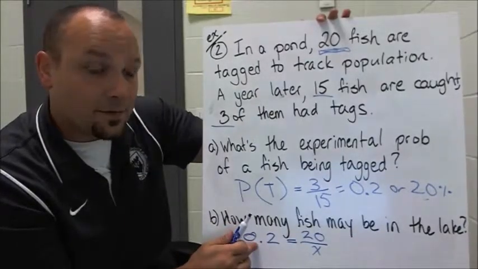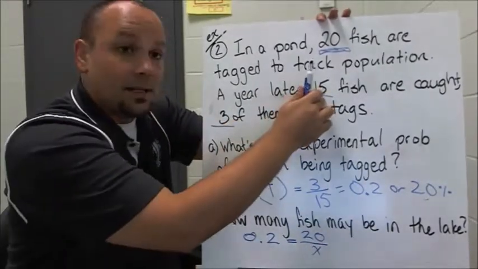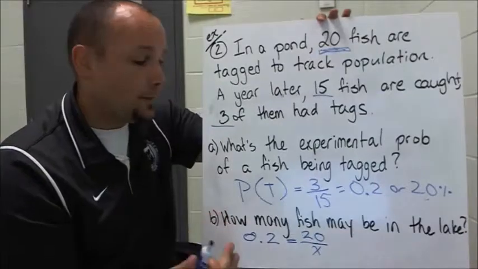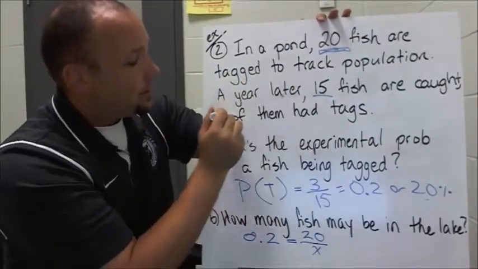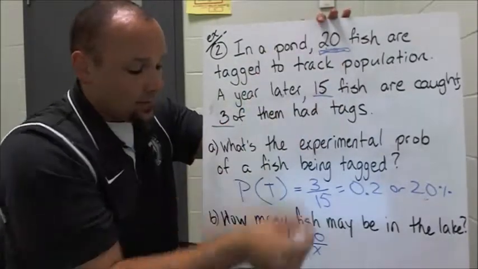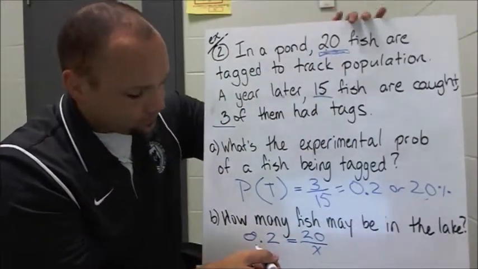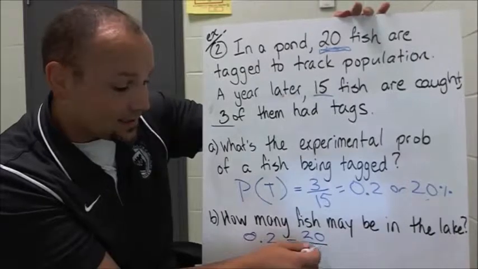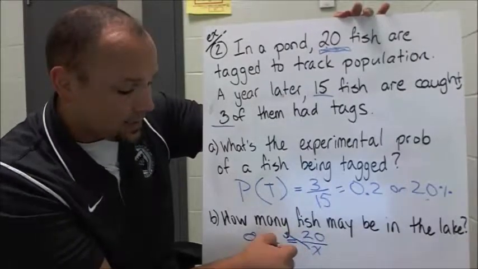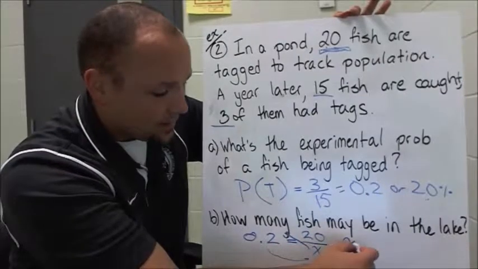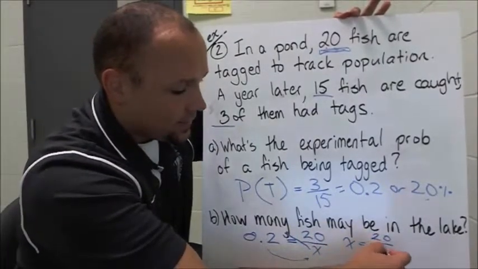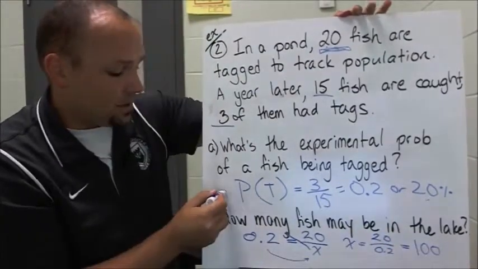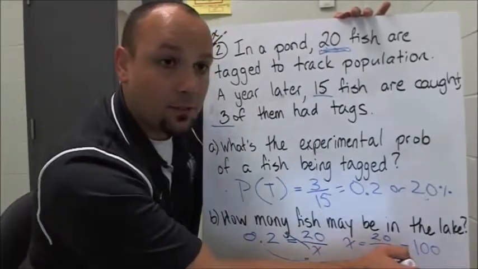So the probability that a fish is tagged is 3/15 in this experiment, and in this experiment, it's 20 out of all the total fish. Okay? So 3 out of 15 were tagged, 20 out of my total were tagged. Okay? So now all we have to do is get rid of that x. Now I need you guys to remember that if the x is on the denominator, then we have to cross multiply and divide by the 0.2. So that means that x is 20 divided by 0.2, which is 100. Okay? So by this probability, there would have been 100 fish in the pond.